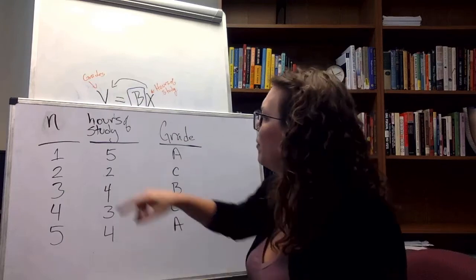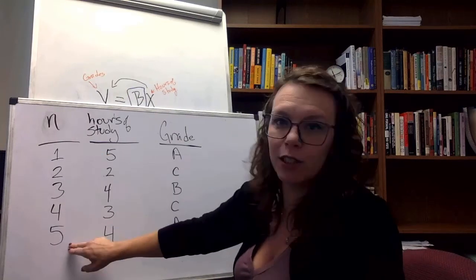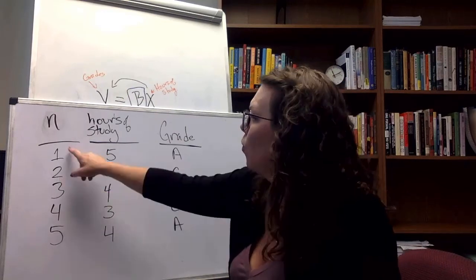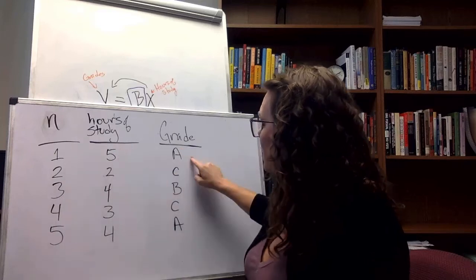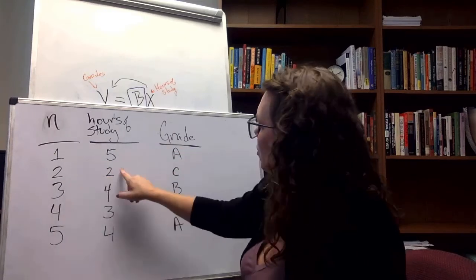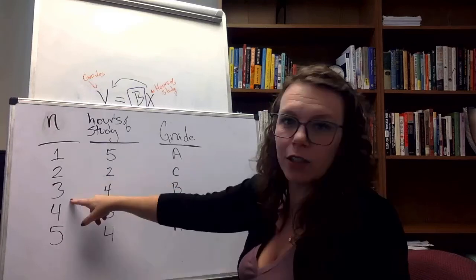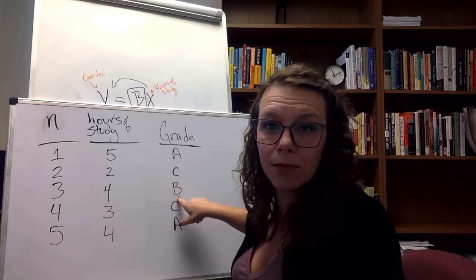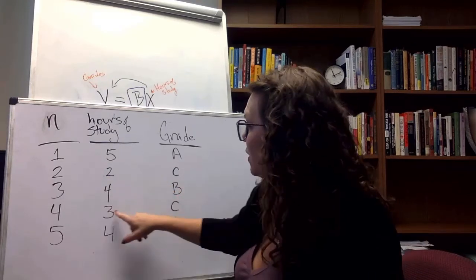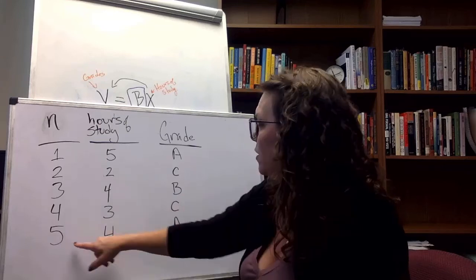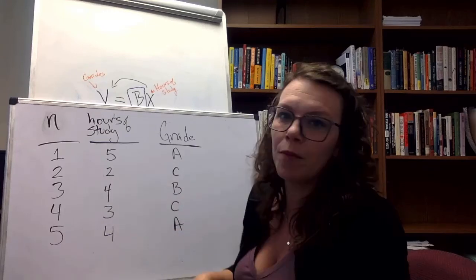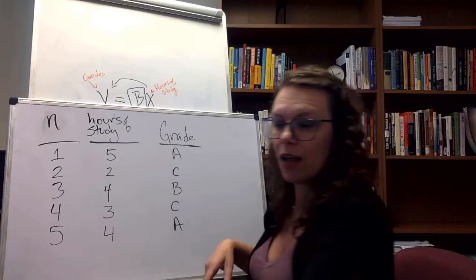Hopefully you can see that, where we've got 5 observations, an n of 5. One person studies 5 hours and gets an A. The second person studies 2 hours and gets a C. The third person studies 4 hours and gets a B. The fourth person studies 3 hours, gets a C. The fifth person studies 4 hours and gets an A.